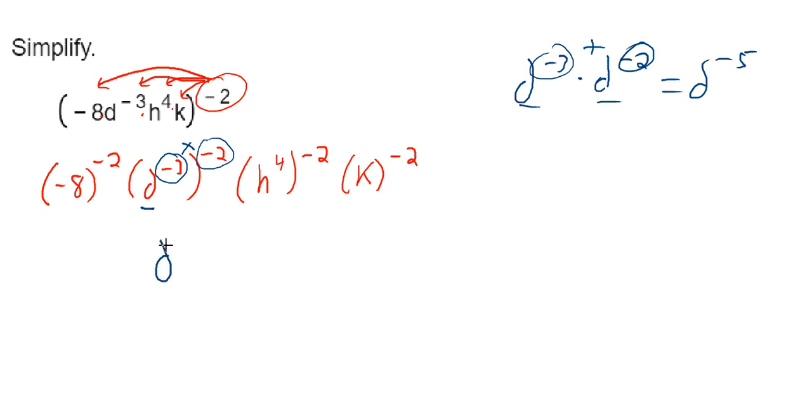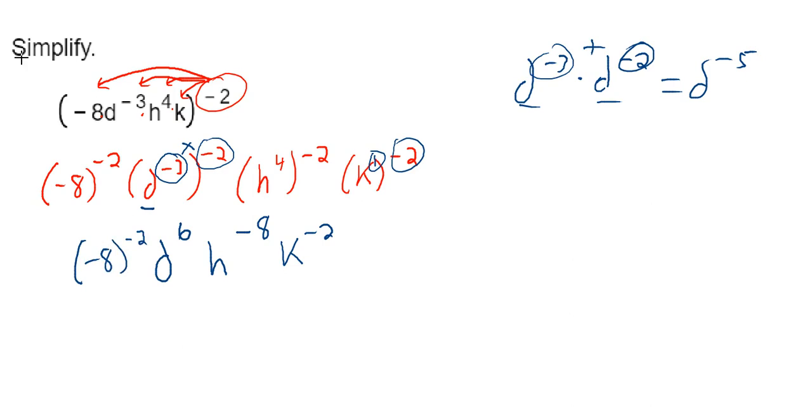So we're going to get d to the positive 6th power, because negative 3 times negative 2 is positive 6. We'll get h to the negative 8th power, and we'll get k to the negative 2nd power, because again, we're going to multiply. 1 times negative 2 gives me negative 2. And then I'm just going to copy this number down, because we'll deal with it in the next step.